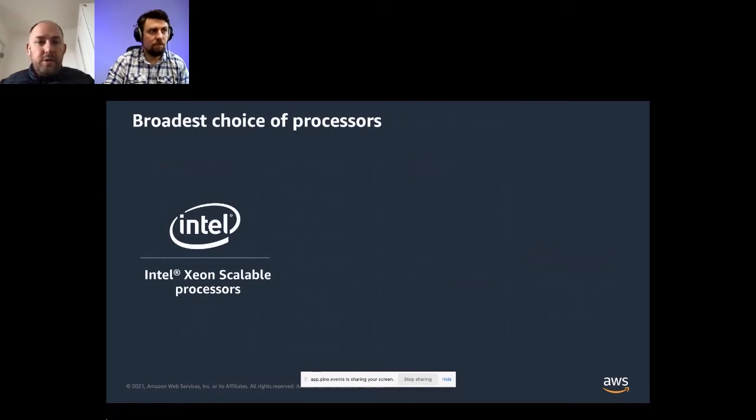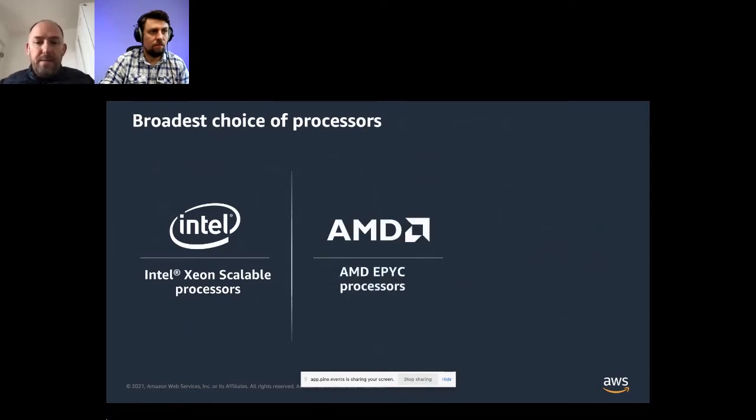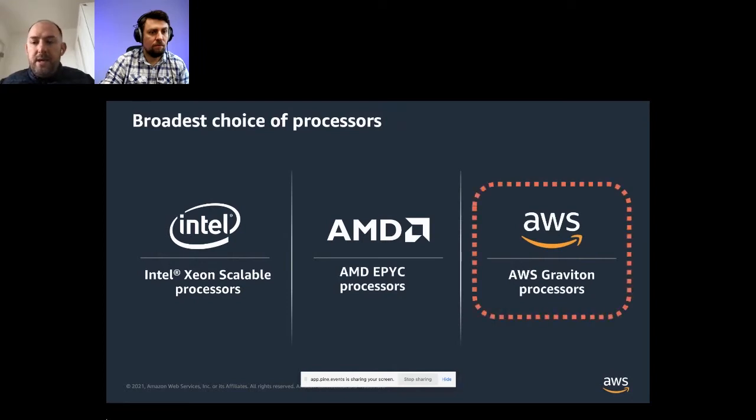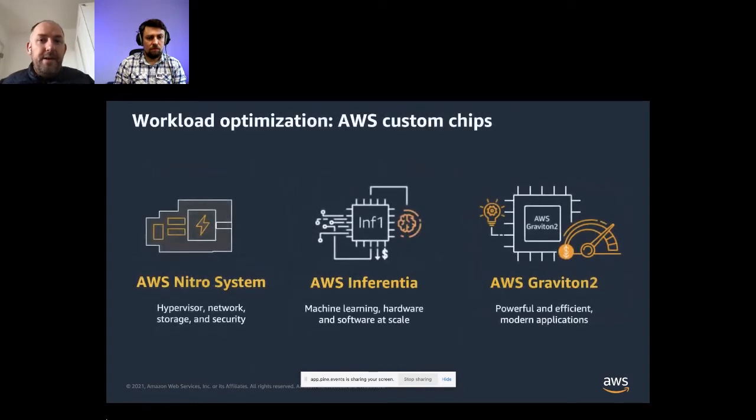And we have the broadest choice of processors. Of course, we have Intel's Xeon scalable processors, and we have AMD EPYC processors, and then we have AWS Graviton processors, and that's the topic of our today's workshop. Actually, what these processors are and how you can use them to increase performance or to reduce costs or to do both, to increase performance and to reduce costs.